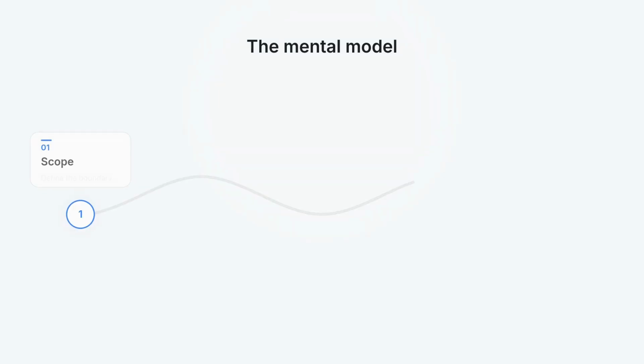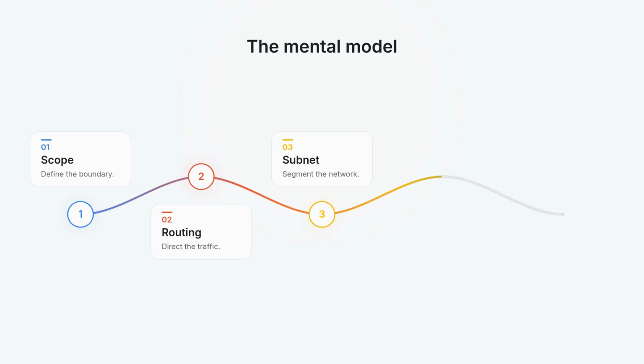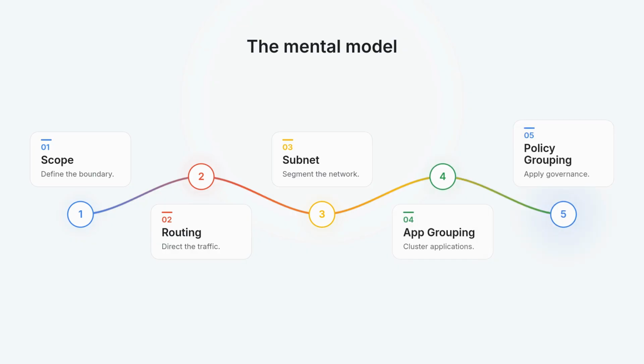So when you read the model, think in two tracks at once. One track is where objects are contained. The other is how traffic and policy are related. That is the mental model I want you to keep repeating. Scope, routing, subnet, application grouping, policy grouping. If that stack is clear in your head, ACI object names stop being random and start describing design choices.